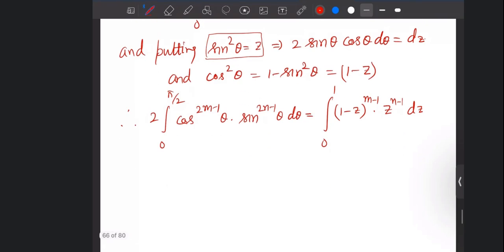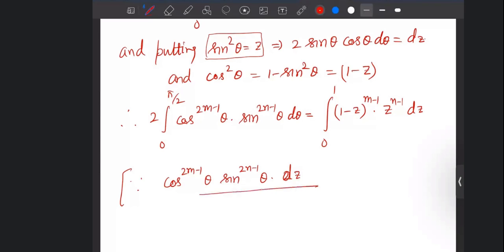How can we write this one? I consider it like this: cos raised to power 2m minus 1 theta, sine raised to power 2n minus 1 theta, and d theta is dz divided by 2 sine theta cos theta, that will become cos raised to power 2m minus 2 theta into sine raised to power 2n minus 2 theta d theta.